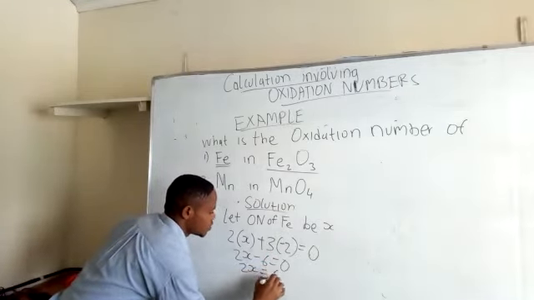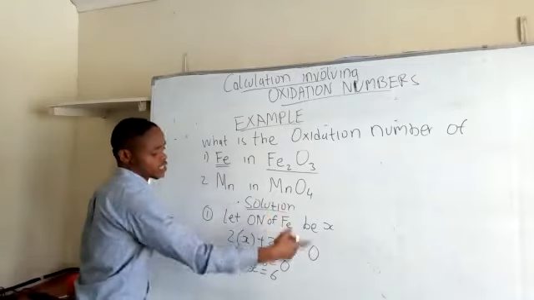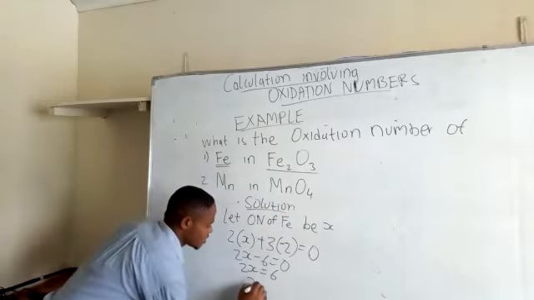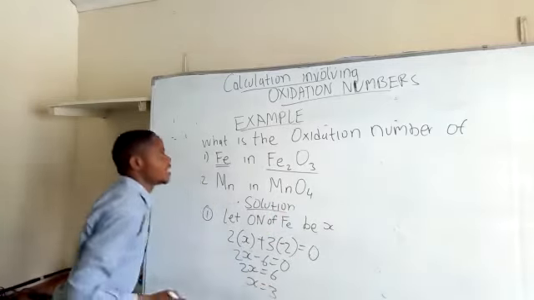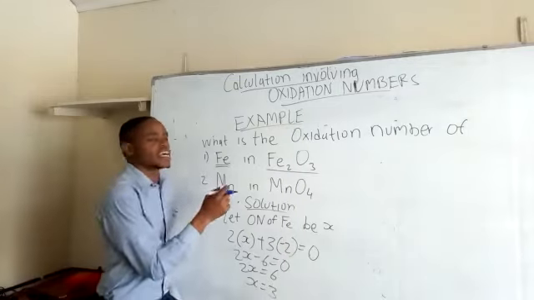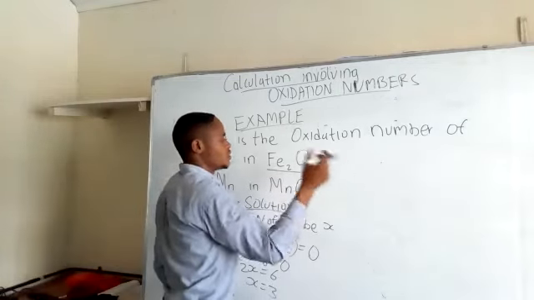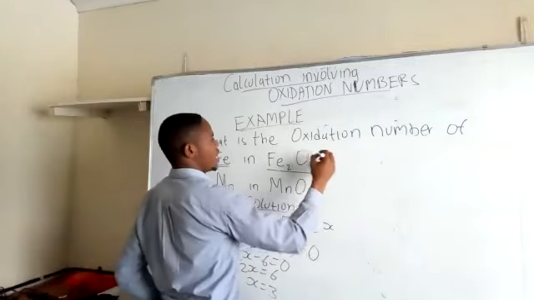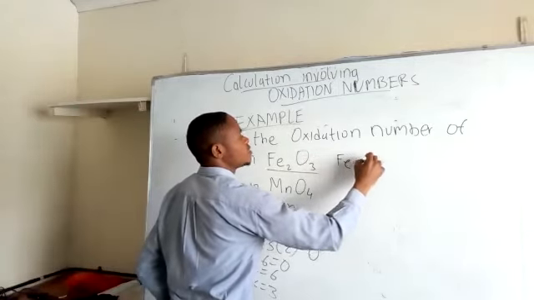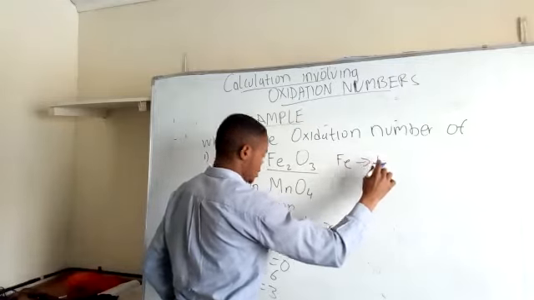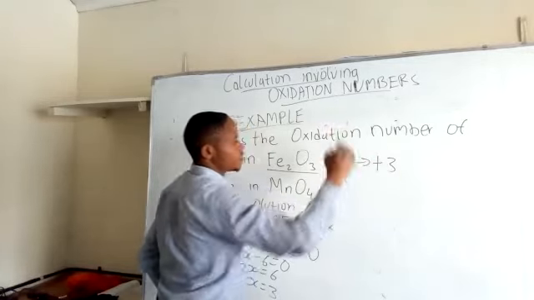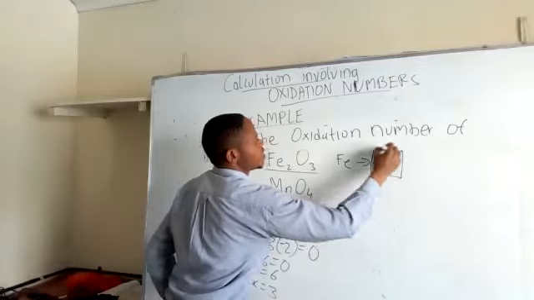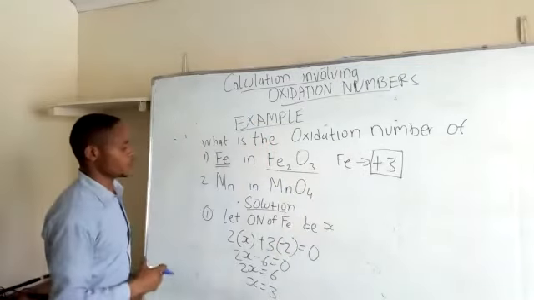2x is equal to +6. Then x therefore is 3. That's why we say this is iron 3 oxide. Iron 3 oxide. So iron in this compound has an oxidation number of +3. This is how we indicate the oxidation number: sign followed by the number.